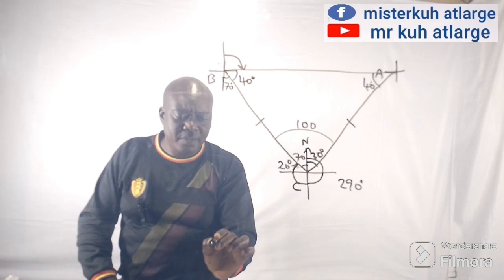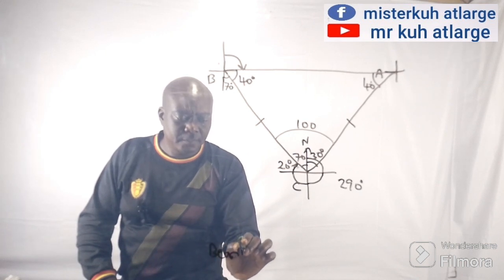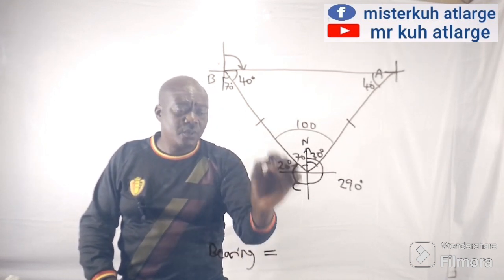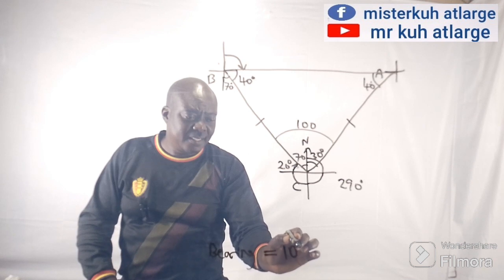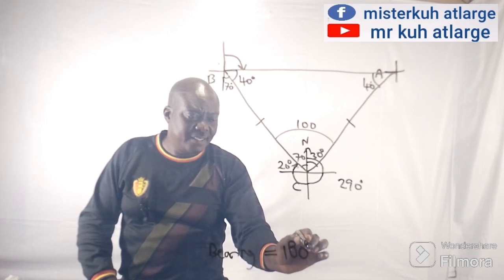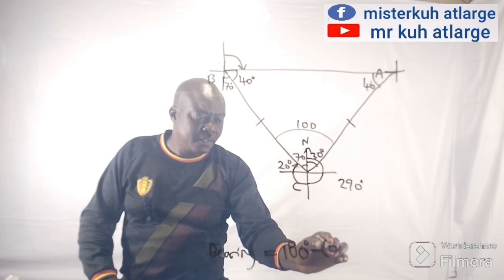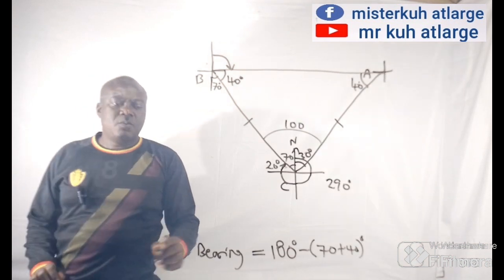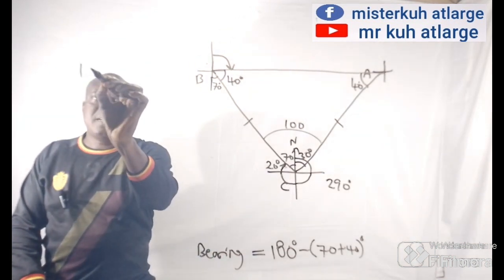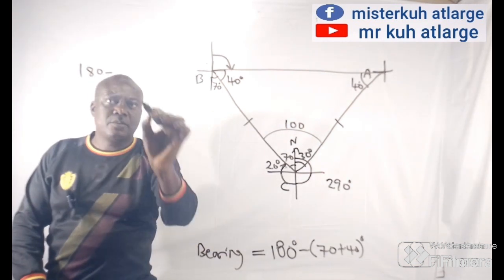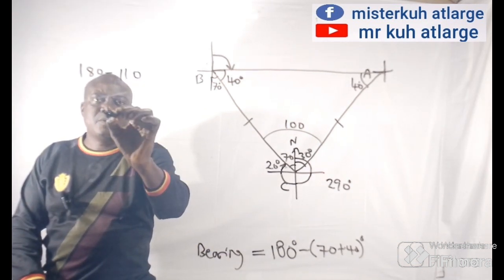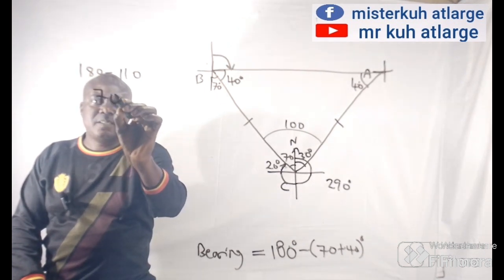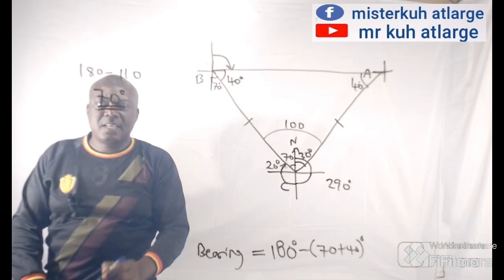That means the bearing of A from B will be equal to 180 degrees minus (70 plus 40) degrees, which now will be 180 minus 110. So if you subtract that, you are going to get 70 degrees. That is the final answer.